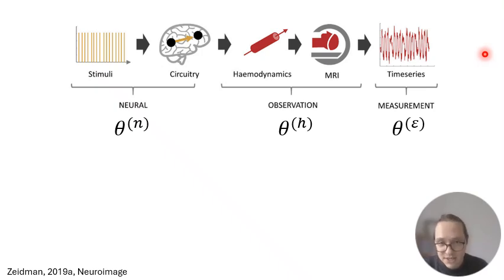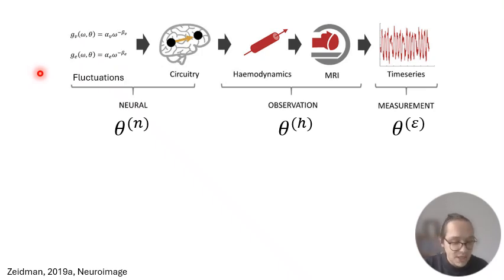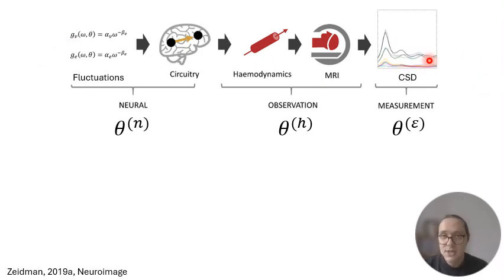As we've said, there are some key differences. So rather than allowing the circuitry to be driven by experimental stimuli, we allow them to be driven by endogenous neuronal fluctuations, and in our case, the parameterized form of them in the frequency domain, and specifically these two parameters, alpha and beta. These are going to be driving our circuitry, and then rather than trying to simulate time series data, as we've discussed, we're going to be simulating cross-spectral densities.